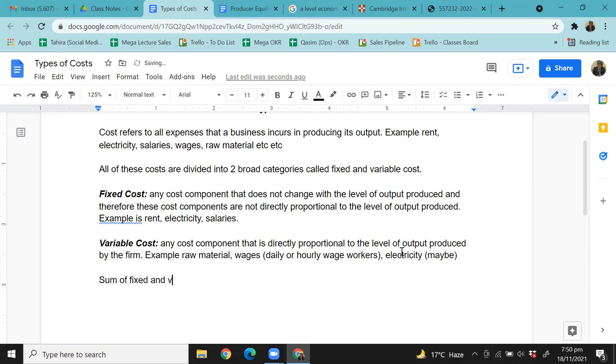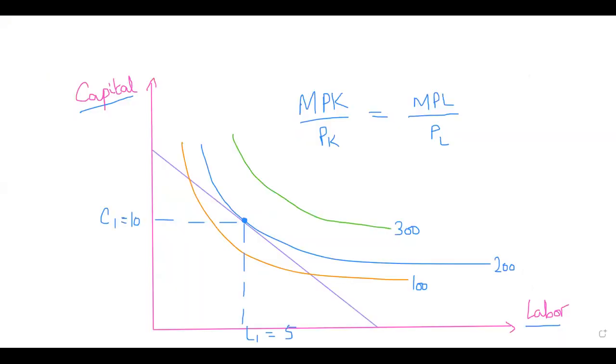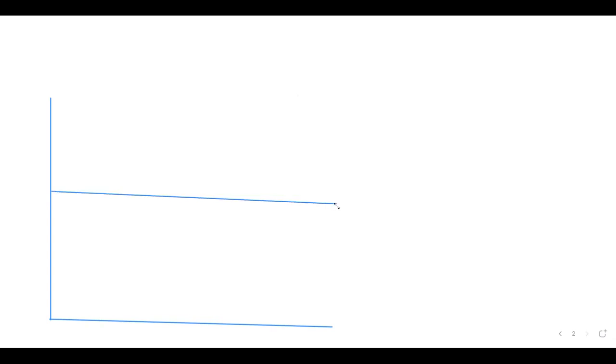The sum of fixed and variable cost is the total cost. We already know this. Now we'll quickly look at the graphs just to be sure that we know these, and then move forward. For the fixed cost, the graph looks like a straight horizontal line. It doesn't change with the level of output. I just realized I did not make straight lines, so the fixed cost graph would look like this.